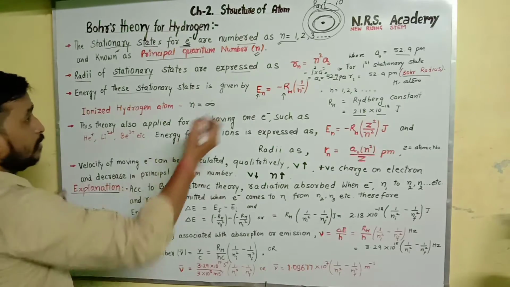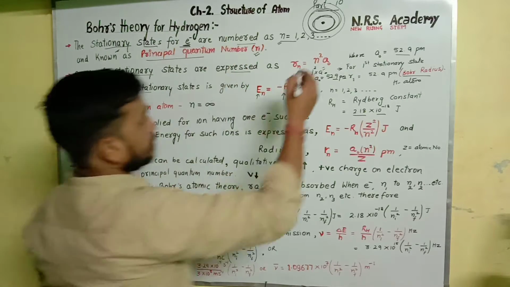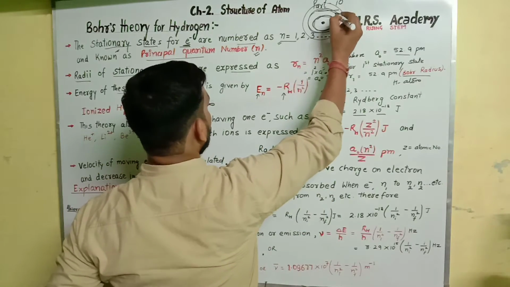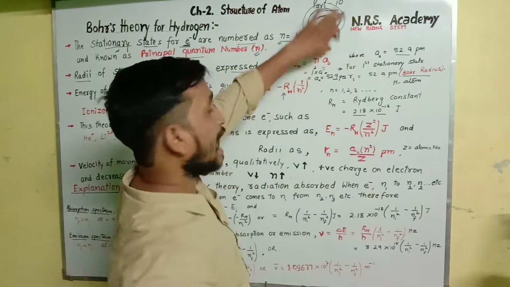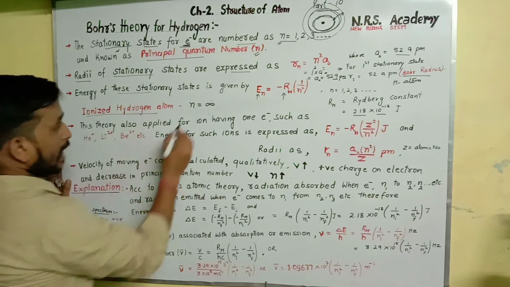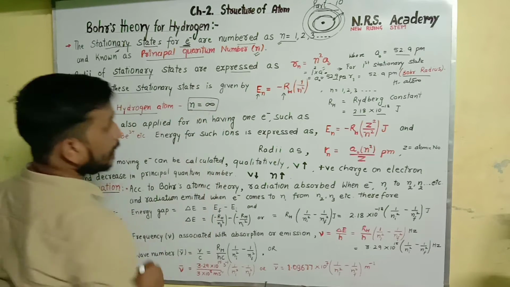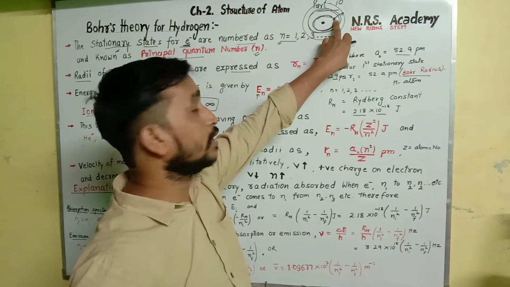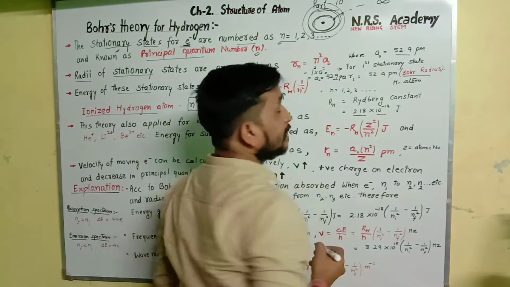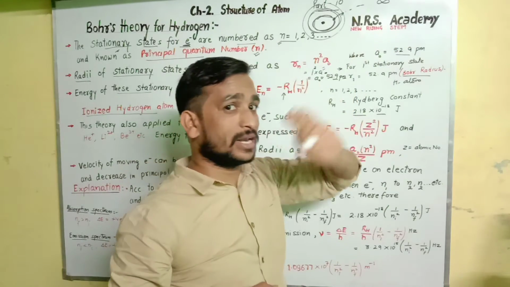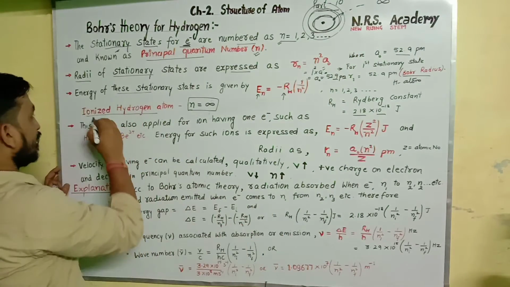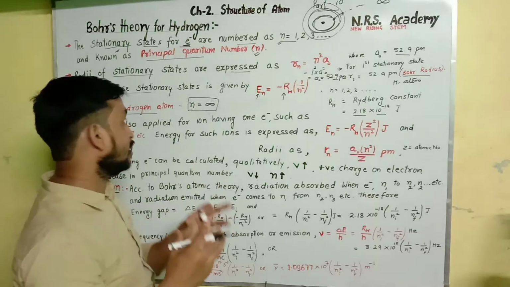If an electron is removed from a stationary state, the atom is said to be ionized. For this ionized hydrogen atom, n is taken as infinity. It means the electron has gone to a position where it is no longer influenced by the nucleus, and that state of the hydrogen atom is known as the ionized hydrogen atom.